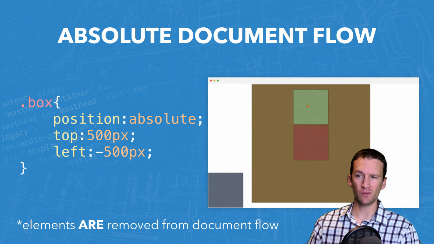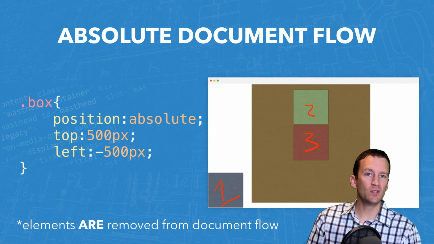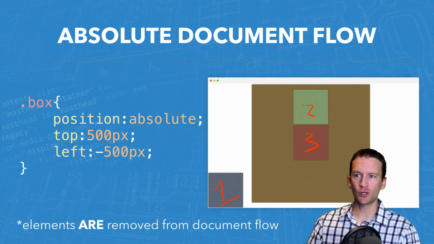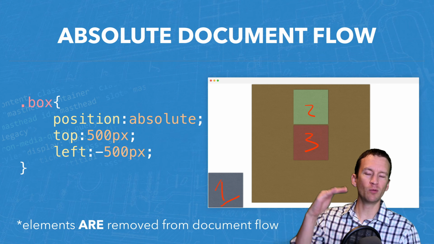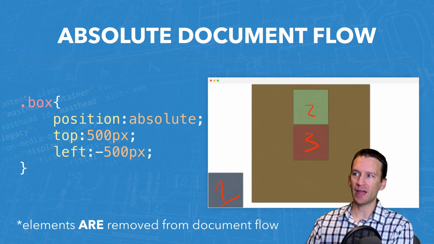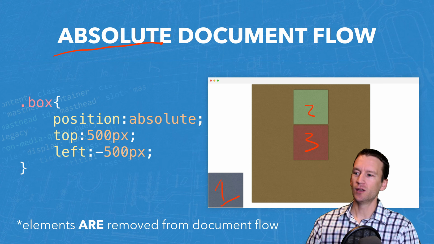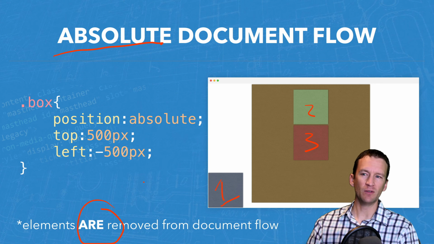So you can kind of think of this as far as divs 2 and 3 are concerned, div number 1 doesn't even exist. It's like it's not even there in the source code. They would just go up and occupy the space where they would normally be laid out. And that is because absolute positioning removes elements from the document flow.